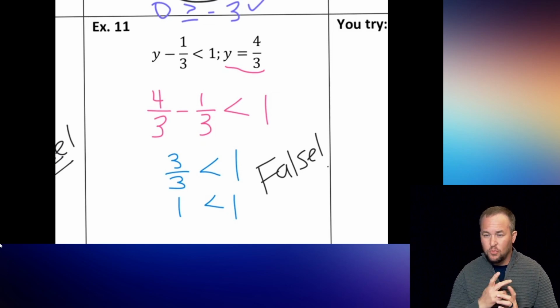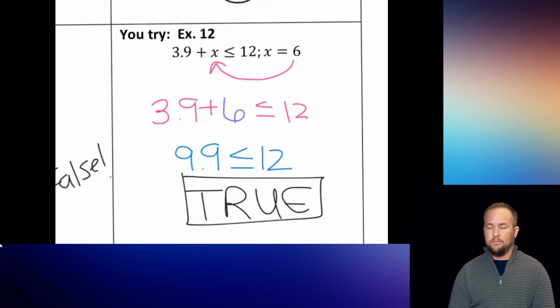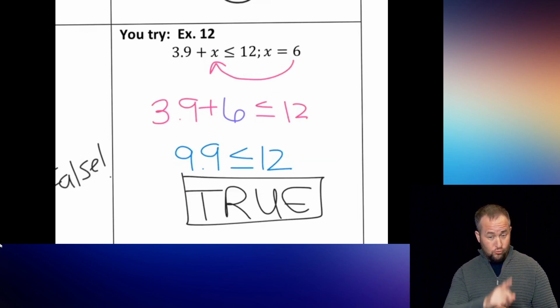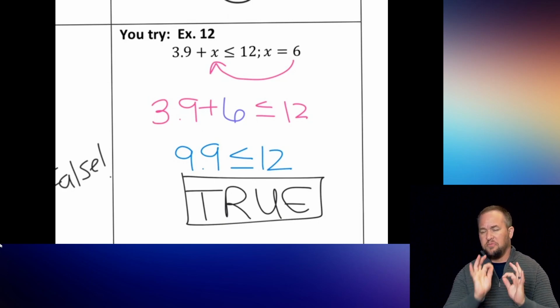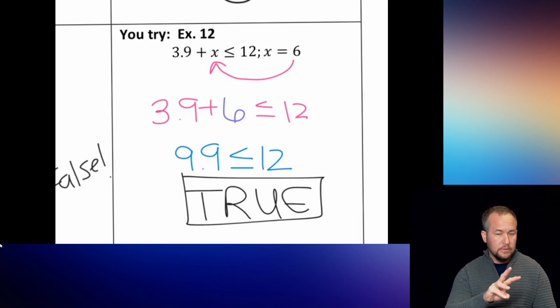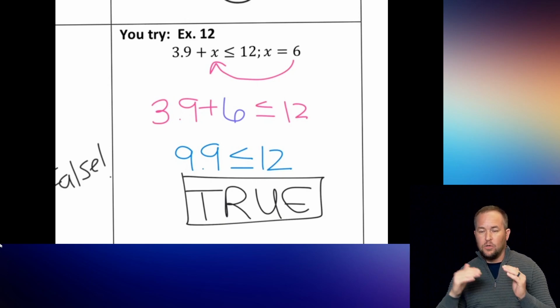All right, go ahead and pause, and I want you to try this last You Try problem. Alrighty, so hopefully we ended up with true. And notice in the directions it says justify your answer just by showing work. That's a great justification. For this one, I just plugged in that 6. So I got 9, and 9 is less than or equal to 12, which is very much a true statement.